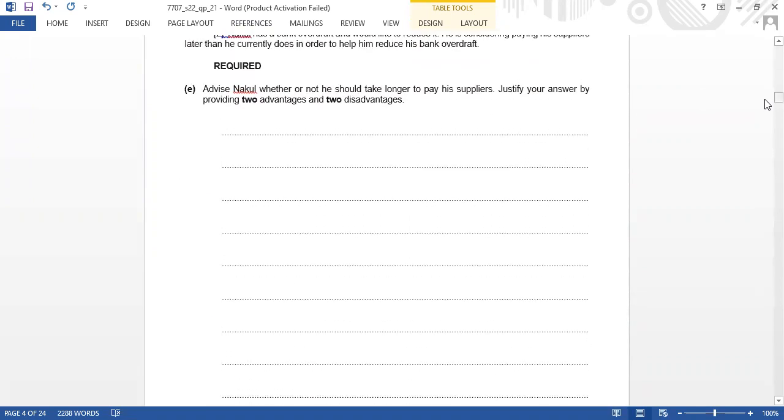Okay. First of all, advantages of paying longer. He can delay the outflow of cash. When we are paying the suppliers, the cash is going out. That means there is a cash outflow. We'll reduce the cash outflow, so we'll pay that cash that was used to pay the supplier to the bank to reduce the bank overdraft.